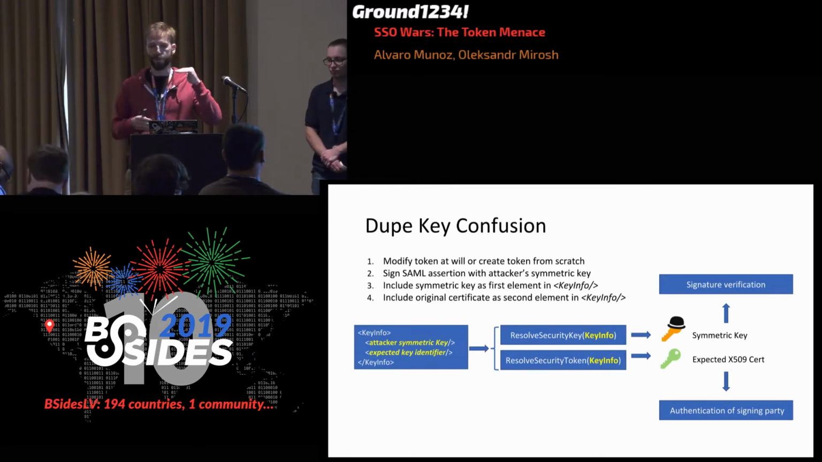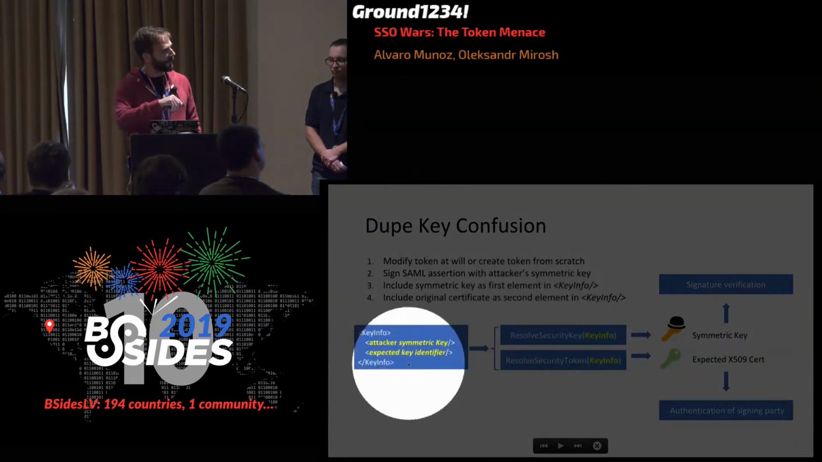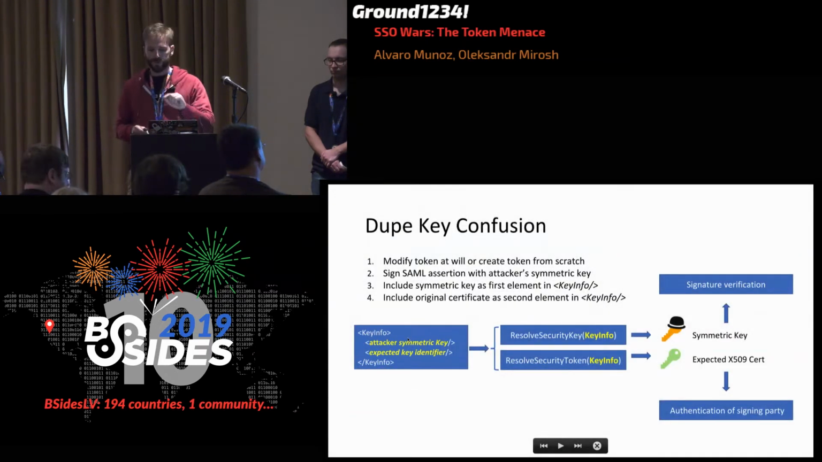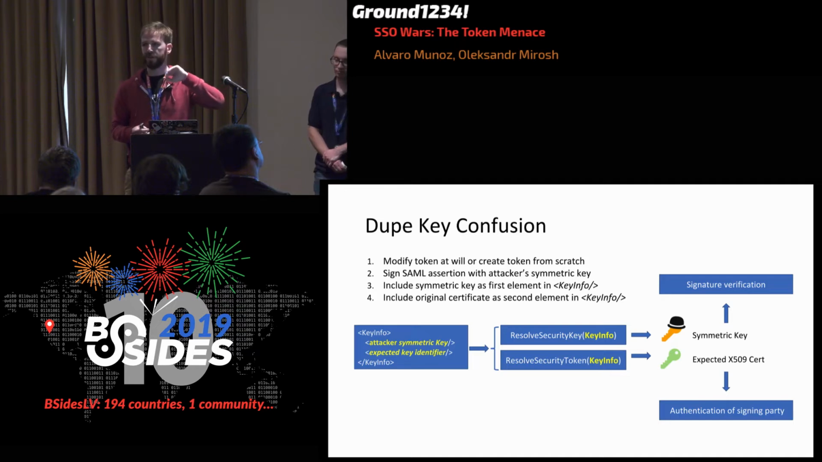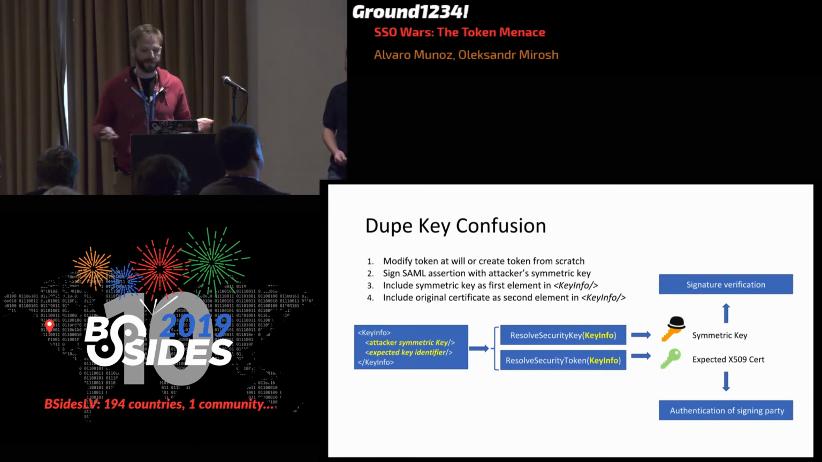Now we're going to send both the symmetric key, but also the expected and trusted certificate from the identity provider. We're going to send 2 elements in this key info section. Now, the resolve security key will iterate first through the keys and will take our malicious symmetric key. Then it will try all the resolvers for this key. And the 2 first resolvers will fail, but the third one will succeed, and it will return our symmetric key that will be used to verify the signature. Since we control it, we can bypass it.